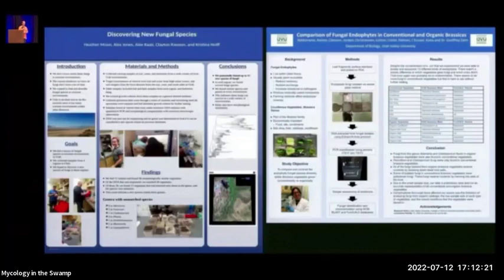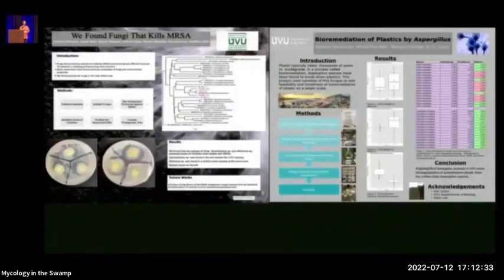Comparing fungal endophytes in conventional versus organic brassicas, right? So these are pretty simple projects. They can get done in the timeline of a 16-week semester if you kind of push things along pretty fast. They're learning about how to make a scientific poster, and I love this title, "We Found Fungi That Kills MRSA." I was working with them on, like, you need to be more direct with your title, tell people, and they took it literally. So I just let it go.